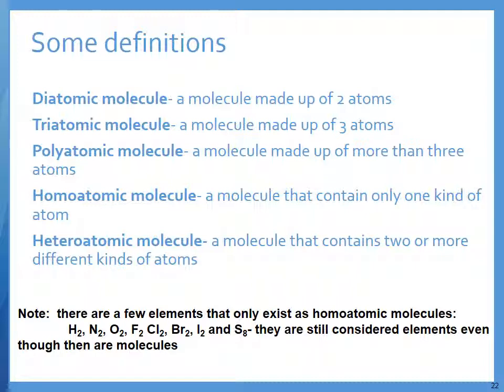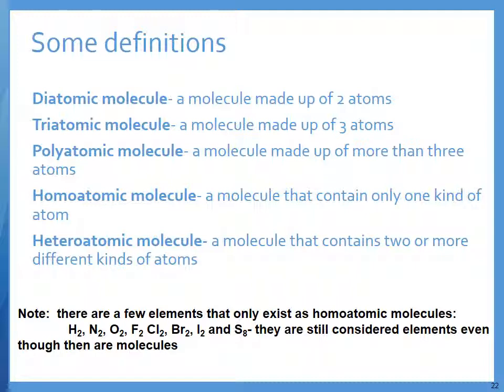A diatomic molecule is just a molecule made up of 2 atoms, not more. 2 atoms is diatomic. Triatomic would be a molecule made up of 3 atoms. A polyatomic molecule is a molecule made up of more than 3 atoms. We can also have molecules made up of the same kind of atom, so a homoatomic molecule means all the same type of atom, more than one of the same atom.